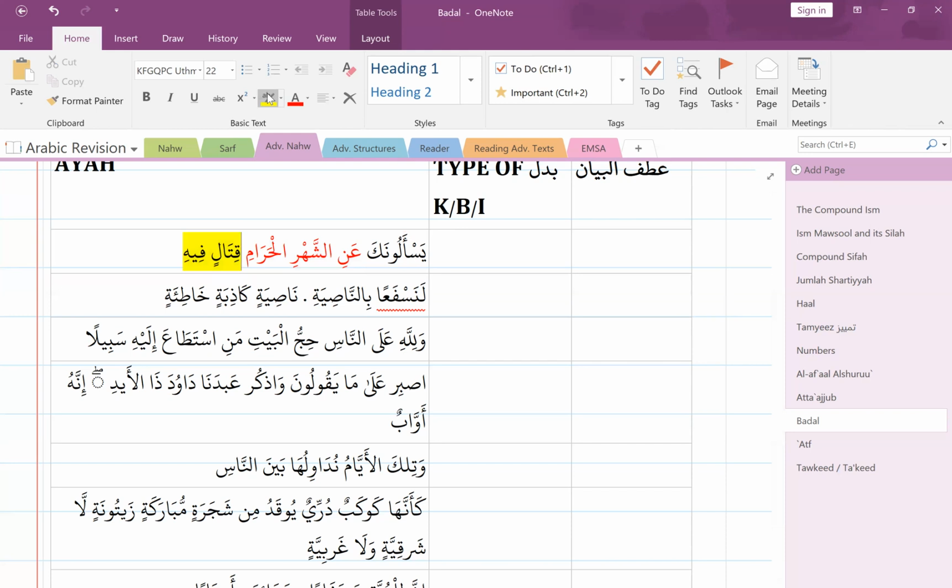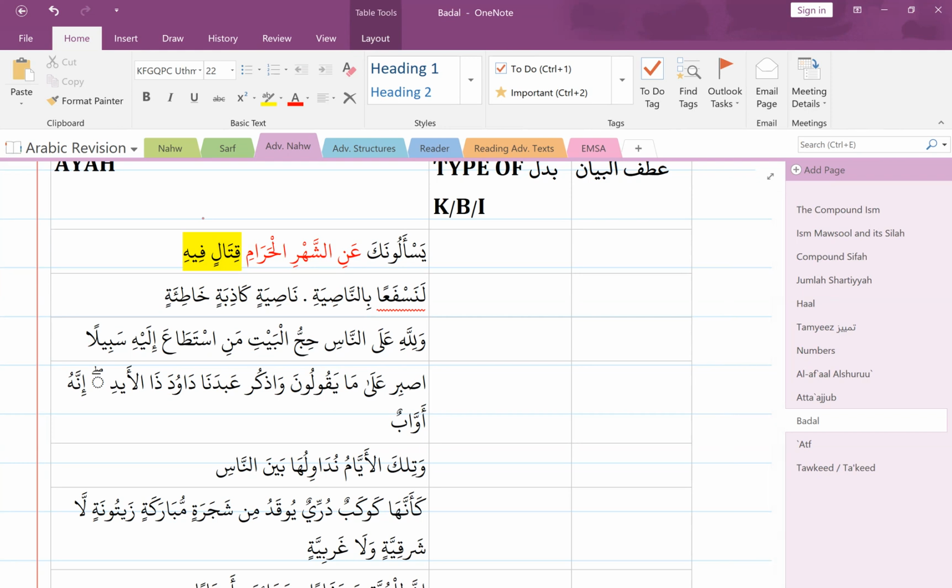But what kind of a badal is it? Now that's the question we ask ourselves. Now we're talking about Shahr al-Haram. This is a month, a holy month. And the badal, it's a sentence. We can qitalin, we can kill in it. So I'm thinking we're talking about a part of the month. So maybe it's badal al-ba'd. But is it a fraction? Is qital a fraction of the month?